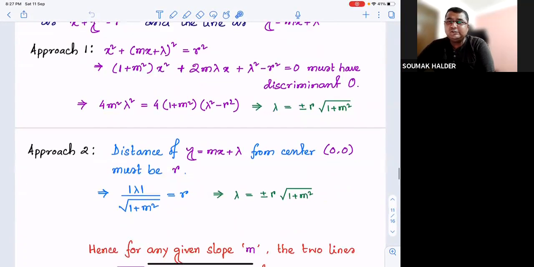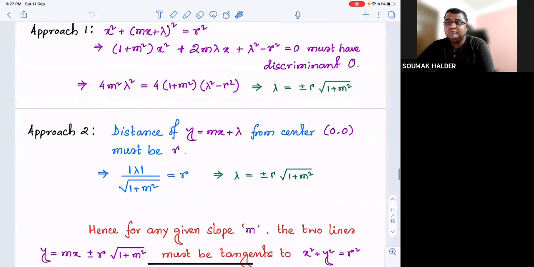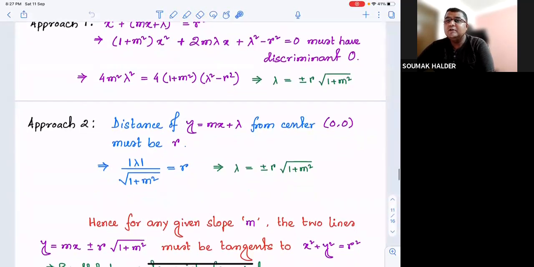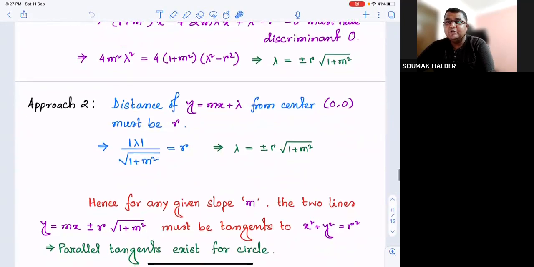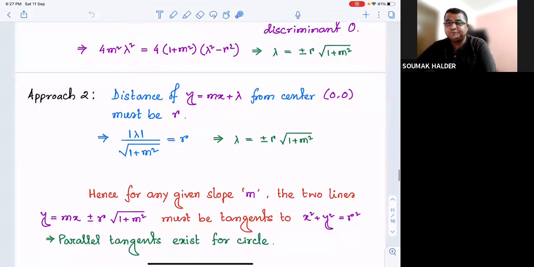So on the basis of this discussion, we can confirm for any given slope m, the two lines y is equals to mx plus or minus r into root over 1 plus m square must be tangents to x square plus y square is equals to r square. So parallel tangents exist for a circle. With respect to any given slope, we can always have two tangents for a circle having that particular value as slope.